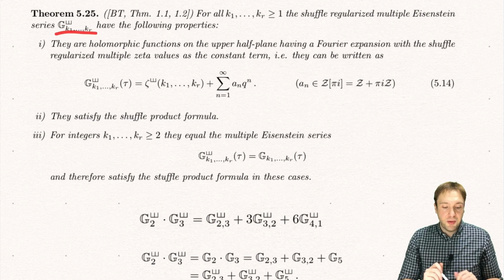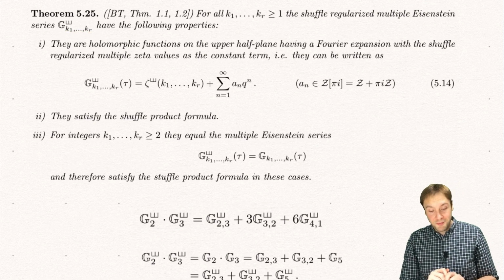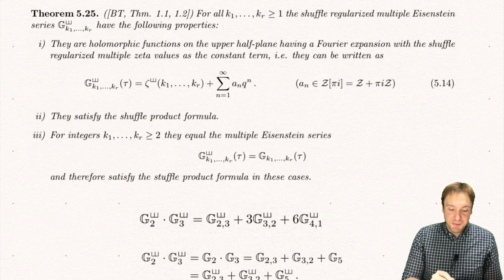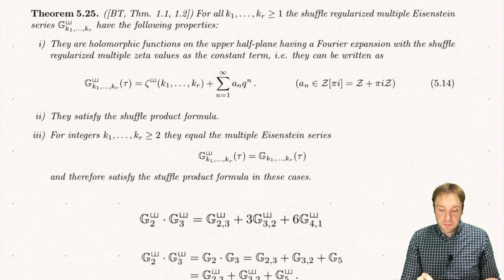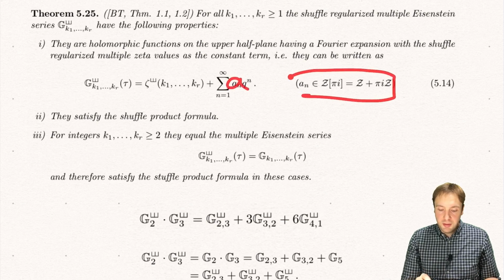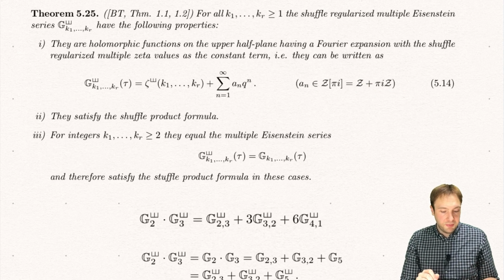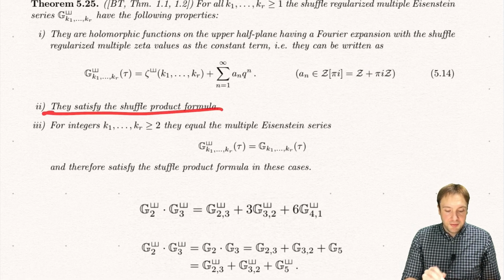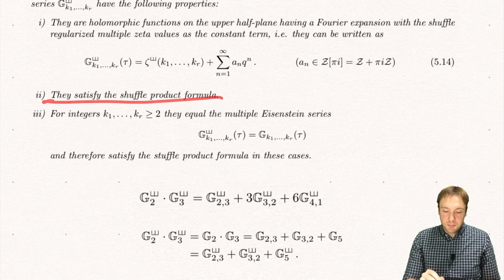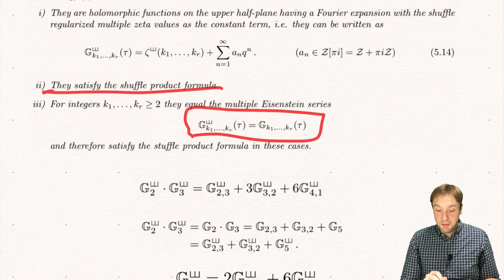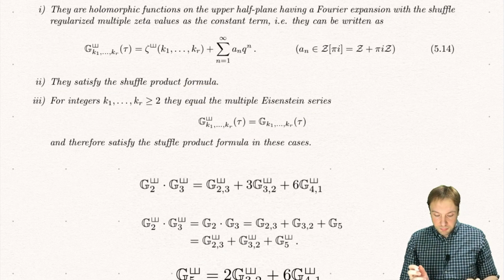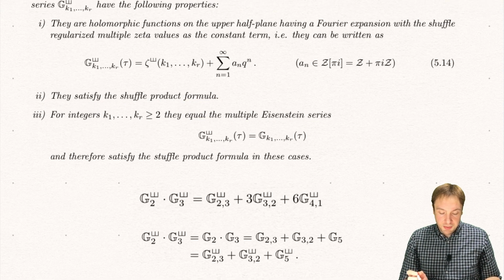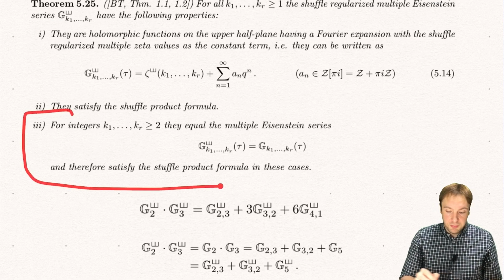So these new shuffle regularized multiple Eisenstein series have a Fourier expansion where the constant term is given by the shuffle regularized multiple zeta value, and here some complex numbers with real part multi zeta and imaginary part pi times multi zeta. They satisfy the shuffle product formula, and they are the same as the classical multiple Eisenstein series. And yeah, so this here is the main part.